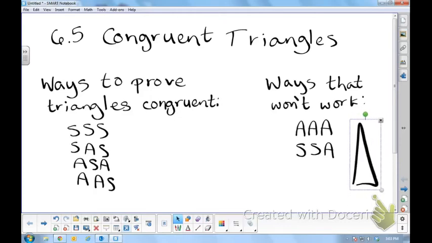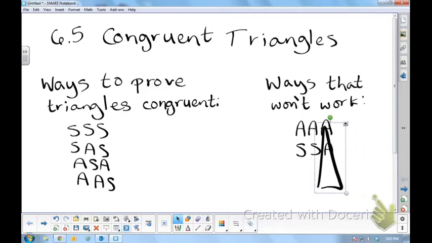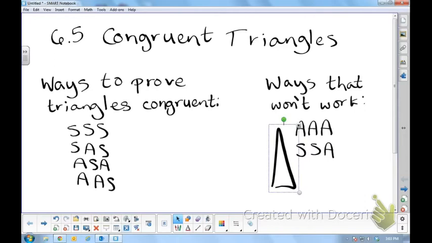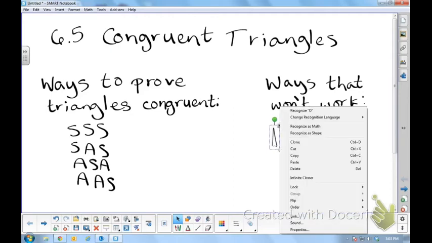If you just make the triangle bigger or smaller, it doesn't change the size of the angles, it only changes the size of the sides.